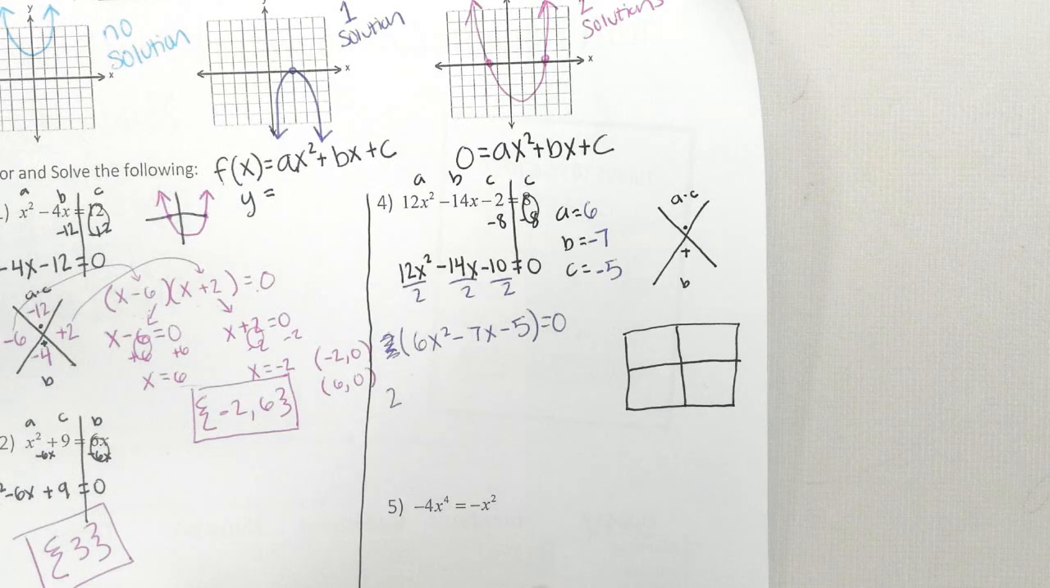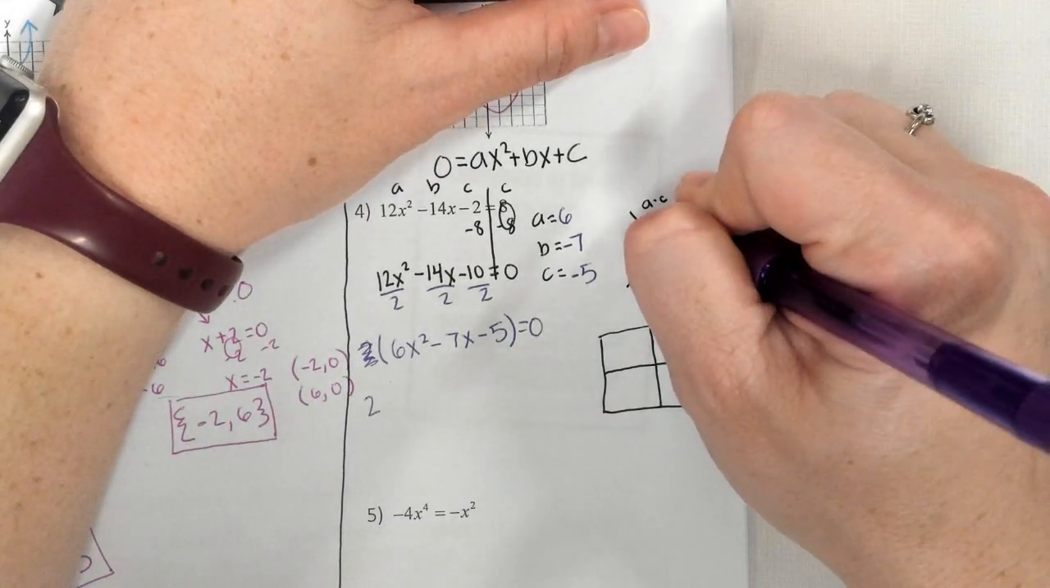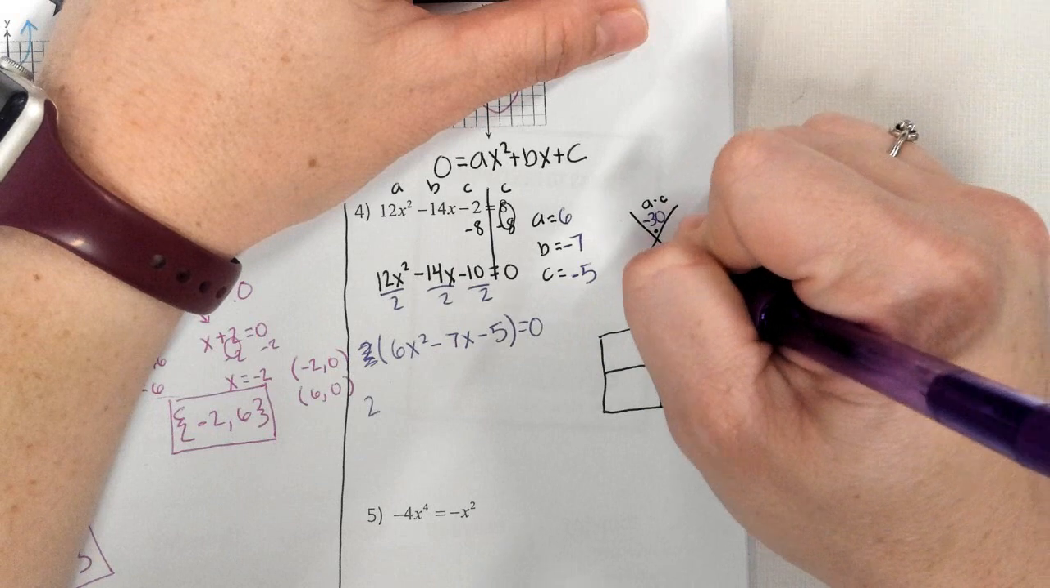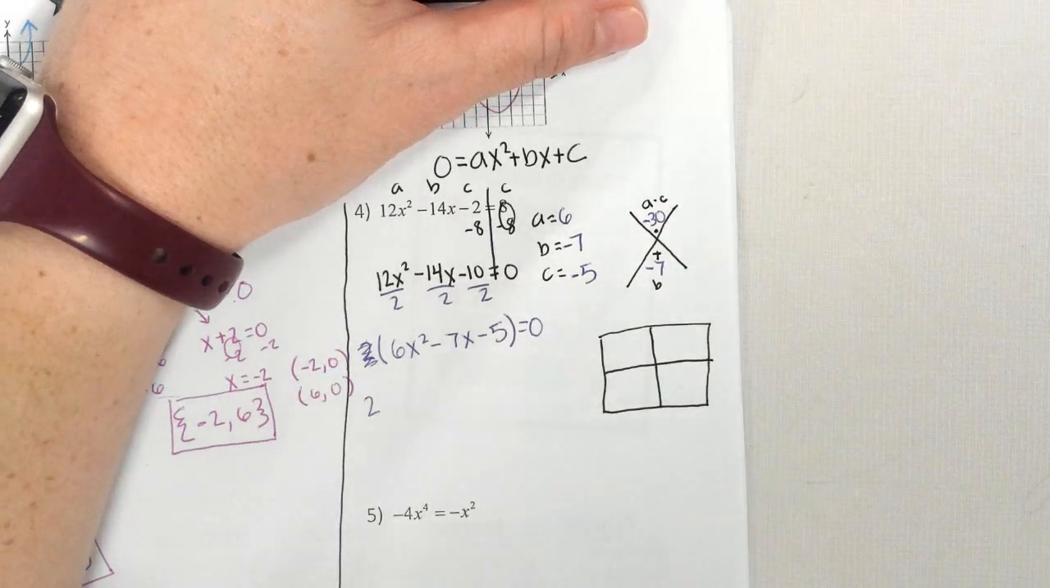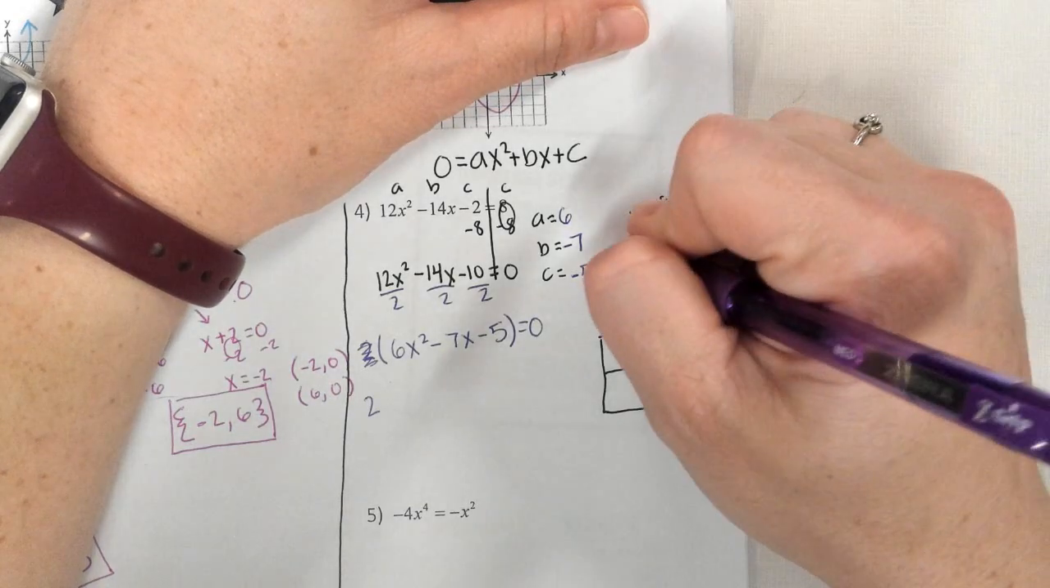Okay, so what's A times C? Negative 30. And B is negative 7. So what multiplies to give you negative 30 but adds to give you negative 7? Negative 10, positive 3.